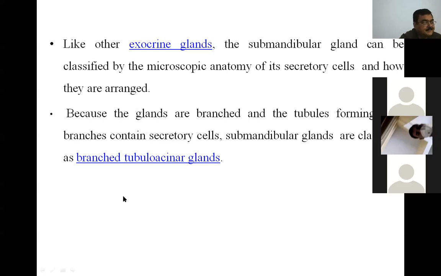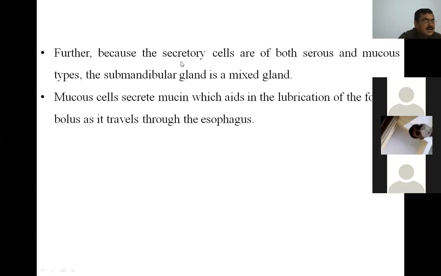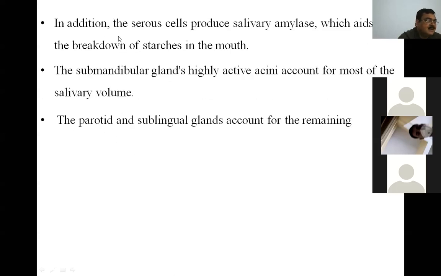Tubulo-alveolar gland. Because the secretory cells are of both serous and mucous types, the submandibular gland is a mixed gland. Mucous cells secrete mucin, which aids in the lubrication of the food bolus as it travels to the esophagus. In addition, the serous cells produce salivary amylase, which aids in the breakdown of starch in the mouth.